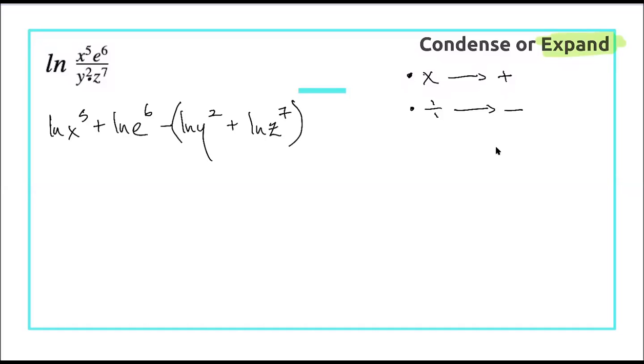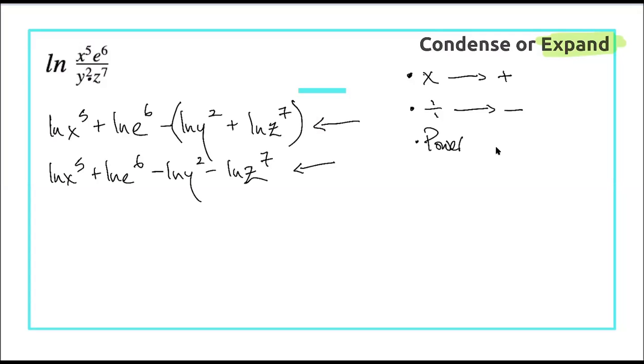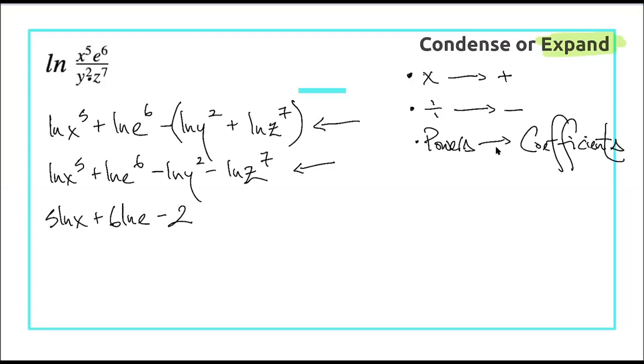So some people write out this first step and some people jump straight to here. And I would say that either way is fine. If you trust your arithmetic and your distribution, go ahead and start right there. But if you know you tend to make sign mistakes, maybe just take that extra step to write that out and prevent your own mistakes, okay? All right, so we took care of the multiplication and the division, and so now we're gonna take any powers and we're gonna bring them down as coefficients. And so I'm going to get 5 natural log x plus 6 natural log e minus 2 natural log y minus 7 natural log z.